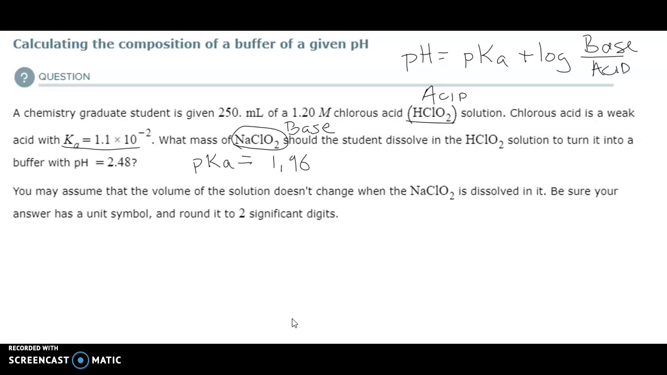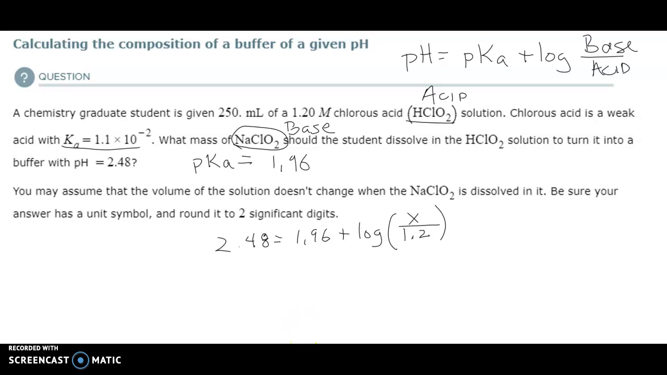We're given a pH of 2.48, so we can set the problem up using the Henderson-Hasselbalch equation. We write 2.48 is equal to 1.96 plus the log of our base form over our acid form. For the base form, we're going to use X as our concentration, and the acid form has a concentration of 1.2. Our task then is to solve for X.